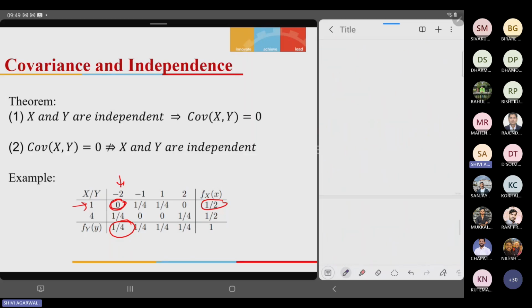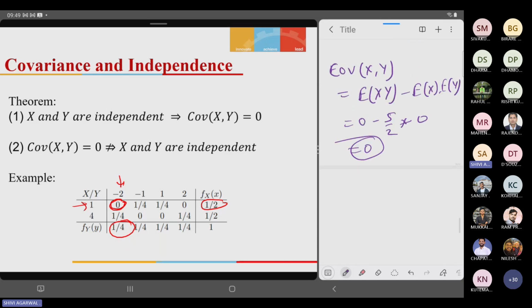Okay, so if they are independent, then definitely covariance is equal to 0. But if covariance is equal to 0, we can't conclude that they are independent. Are you getting my point? One example I have given. Is it clear to all of you?